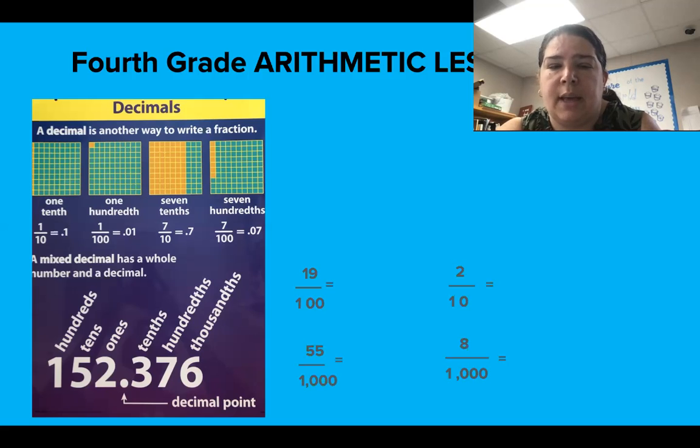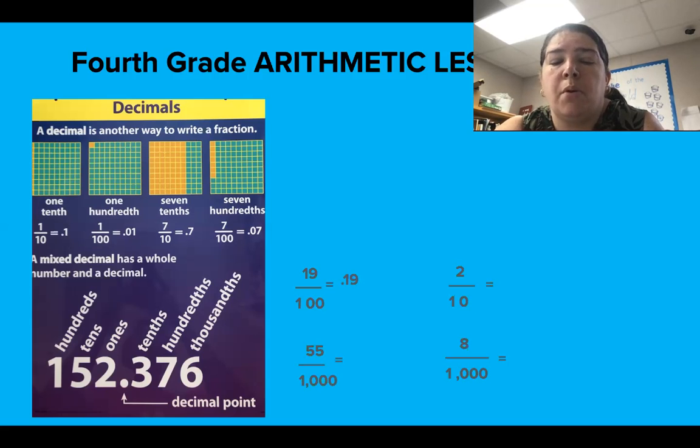Remember that S at the end, okay? So we have 19 over 100. Remember that the zeros on the 100 are how many place values you need to have. So you would have decimal and then 2 place values. Well, the 19 is 2 place values, so you would have 0.19. Very good. The next one you should have is 55 over 1,000.